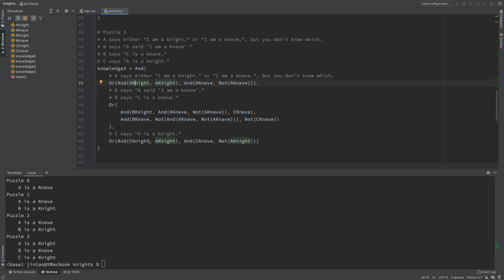And lastly, C says A is a knight. So there are also two situations. If C is a knight, then A is going to be a knight because a knight always tells the truth. If not, C must be a knave, and a knave is going to tell something that is not true, so we need to put a not in this statement. So by combining this information, the AI is able to draw the conclusion that A is a knight, B is a knave, and C is a knight.